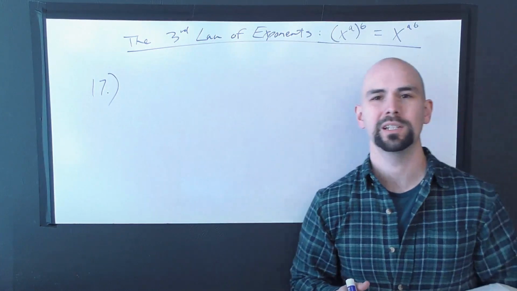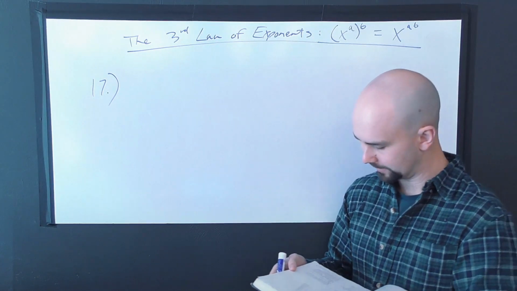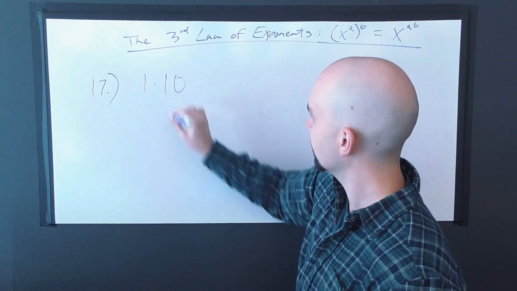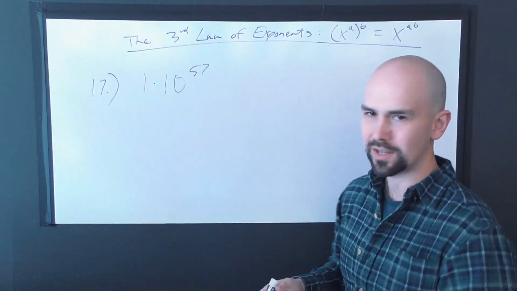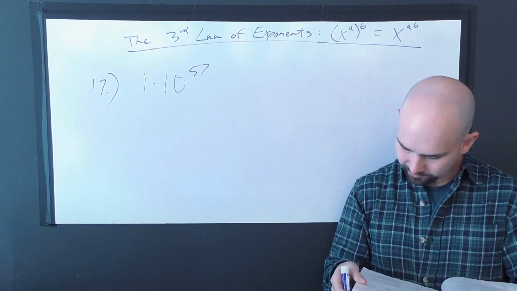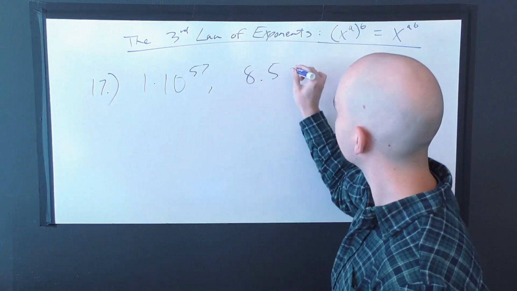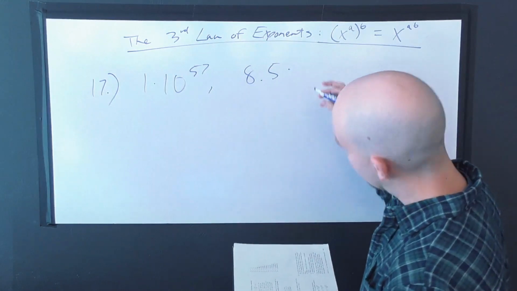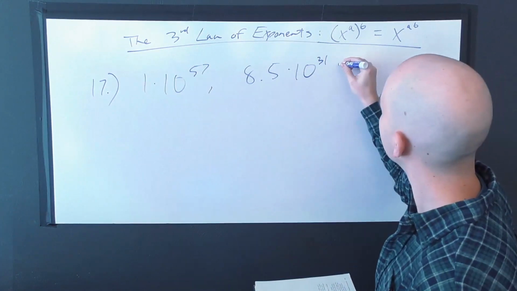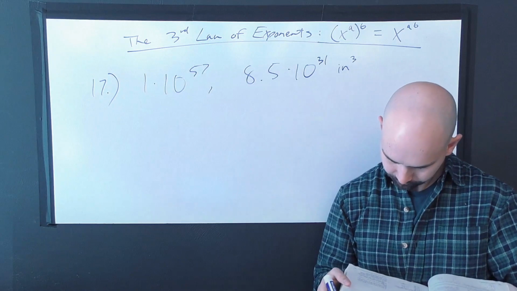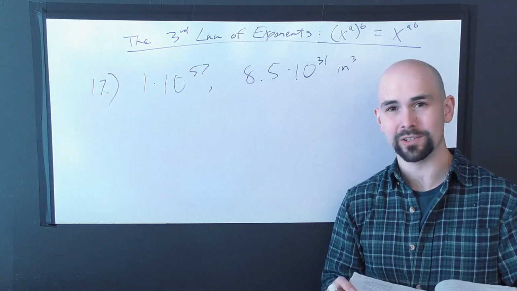All right, last one in this lesson, number 17. The sun contains about, oh my goodness, 1 times 10 to the power of 57 atoms. That's a lot of atoms in the sun. The volume of the sun is about 8.5 times 10 to the 31st cubic inches. How many atoms on average are in each cubic inch of the sun? Round your answer to the nearest tenth.